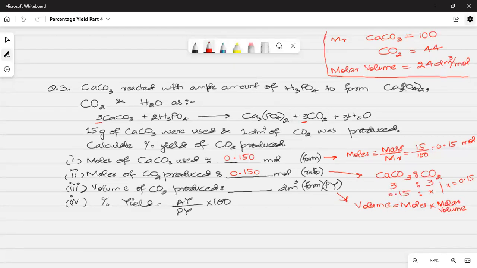Go ahead, work the second last part out, let me know. So you just said 0.545. So if you are actually multiplying 0.15 by 24, and then your answer comes out to be 0.545, then you're correct. Have you done the same thing?